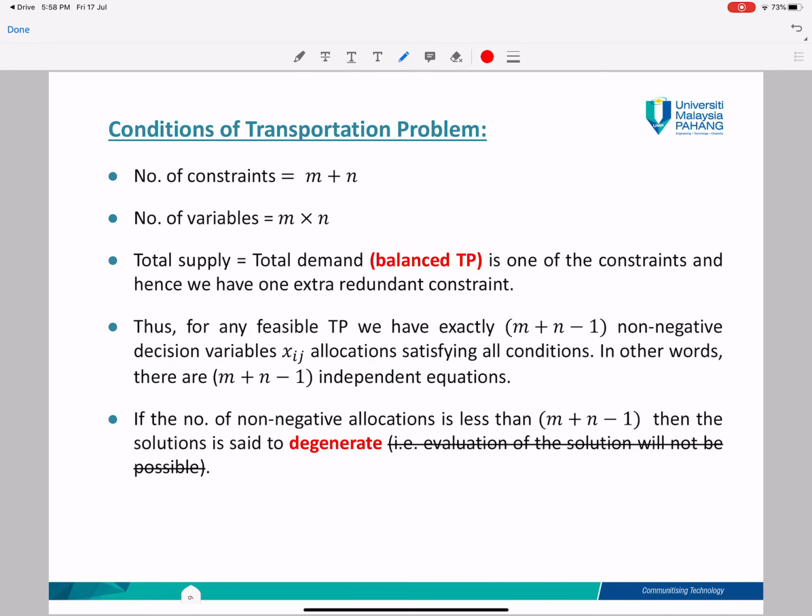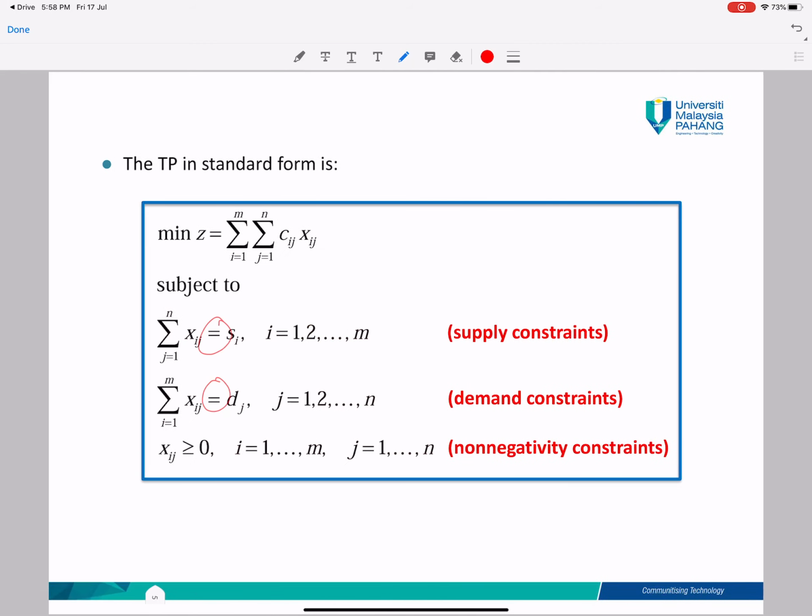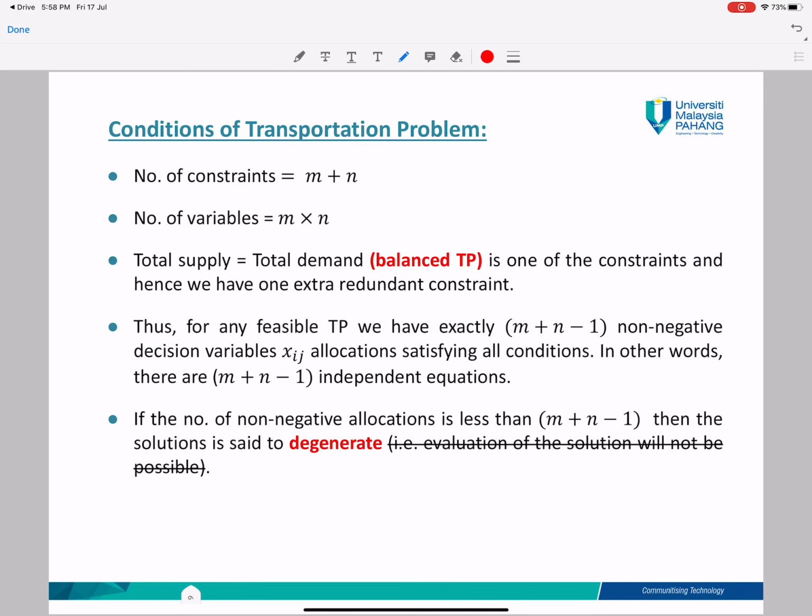Okay, now we want to look at the conditions of the transportation problem. Okay, number of constraints is equal to M plus N. Macam saya sebut tadi, kita ada M supply constraints and N demand constraints. Maksudnya kita akan ada a total of M plus N constraints, excluding the non-negativity constraints. And then we will have number of variables equal to M times N. So kalau macam contoh tadi kita ada 2 kilang, 3 supermarket. So 2 darab 3. So kita ada 6 variables.